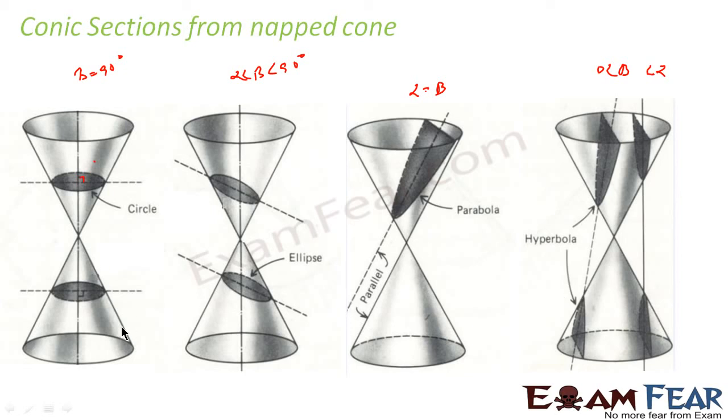All we have got from this double napped cone, but the angle which the plane makes with this cone is different. In the first case, the angle was 90 degrees, we got a circle. In the second case, the angle was greater than alpha, less than 90, we got an ellipse. In the third case, the angle was equal to alpha, we got a parabola. And in the fourth case, the angle was greater than 0 but less than alpha, we got a hyperbola.